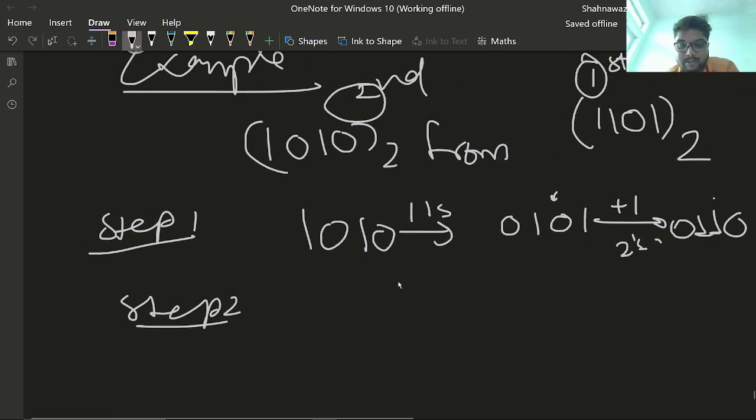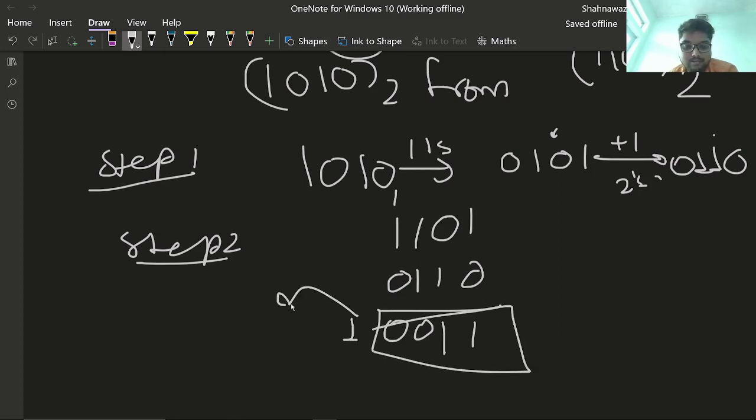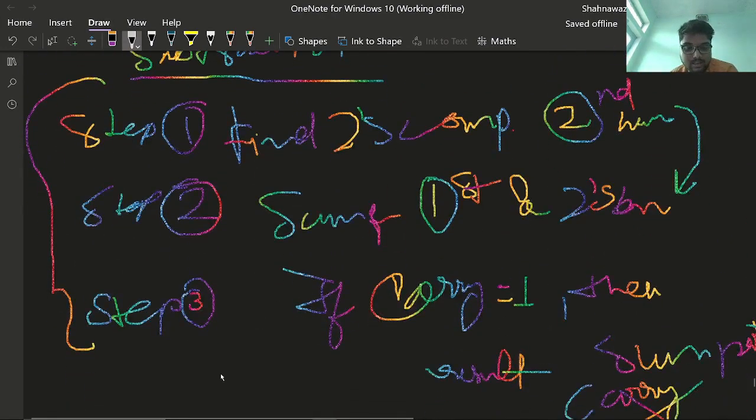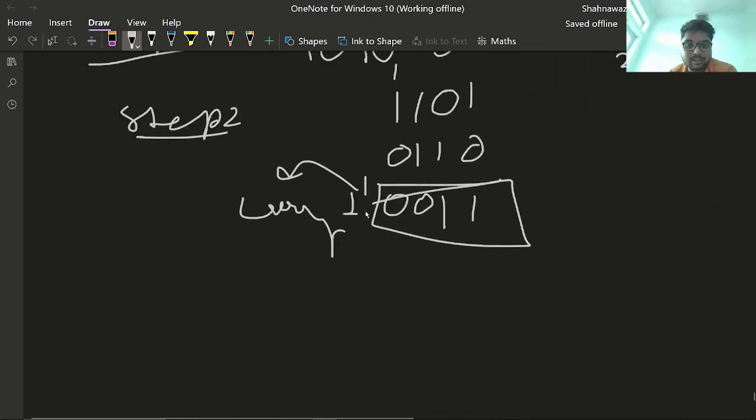Always write the number which comes after "from" at the first position, then write the 2's complement at the second. Then in the addition you will get 1, 1, 0 and a carry 1, then 1 1 1, then 0 and a carry. So this is the sum, and this is the carry. Step 3 says that if you get a carry, you have to exclude the carry bit, and the result will be the sum part. So the result will be 1 1.